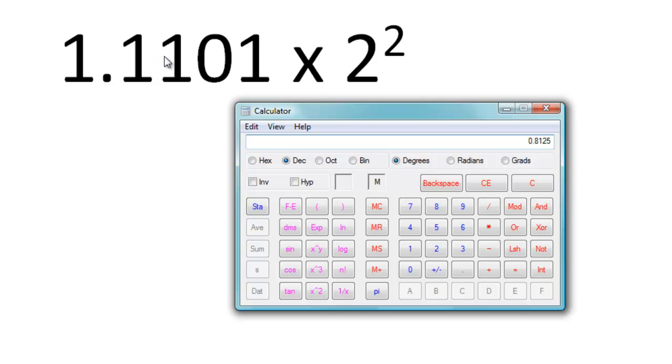So this is 0.8125 in decimal, and it's going to be multiplied by 4. Or rather, I should have said, my apologies, that it's the 0.8125 added to 1, so that's 1.8125 times 4 gives us 7.25.